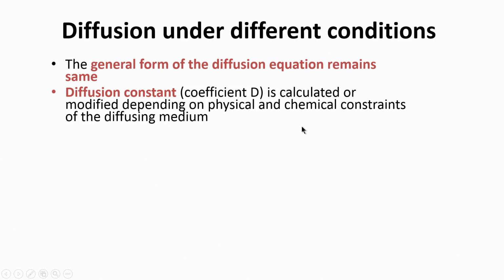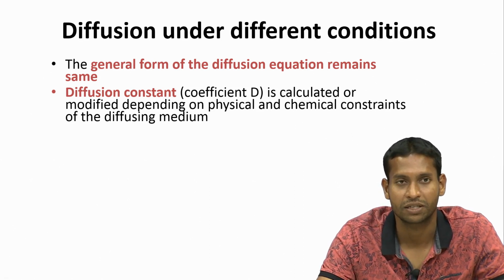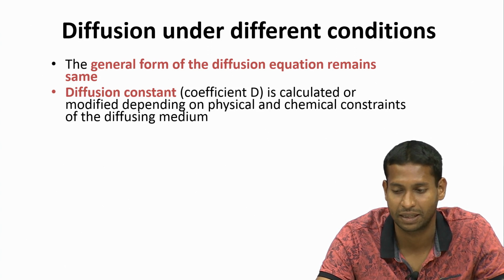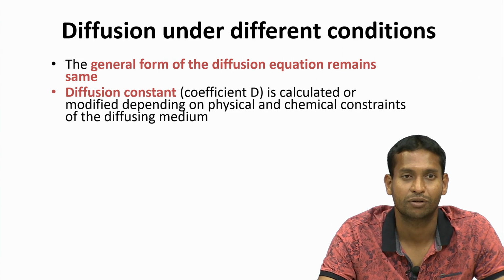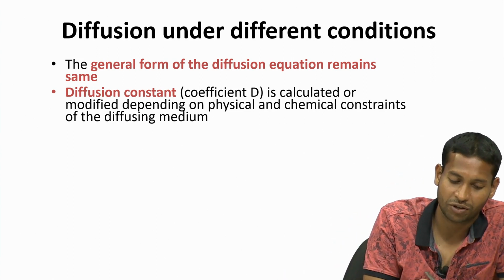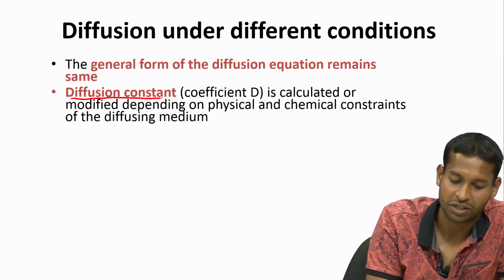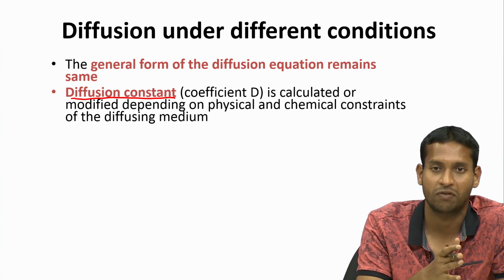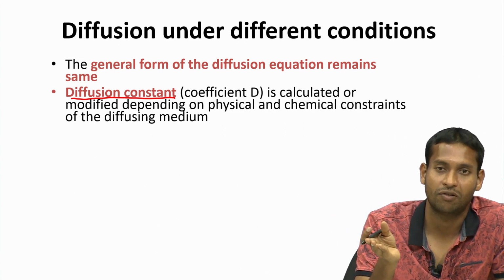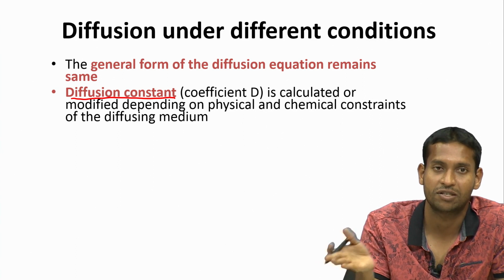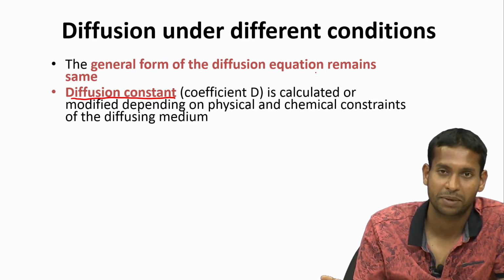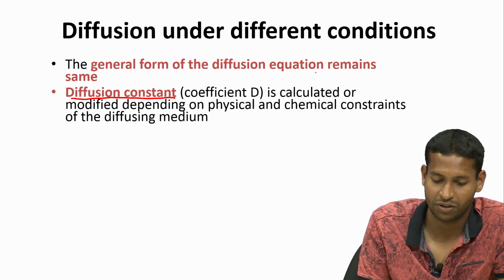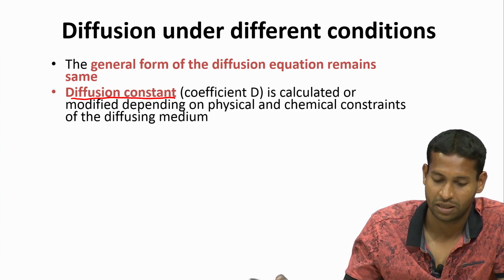Okay, so this was all for diffusion under aqueous conditions. What happens in cases where the solvent is not aqueous, but let us say the solvent is viscous? As I described earlier, the diffusion constant is essentially constant for a particular solute in a particular solvent. Now, if we change the solvent, then the diffusion constant will also change. But the general form of the diffusion equation will remain the same. It is just that the diffusion coefficient is going to change.